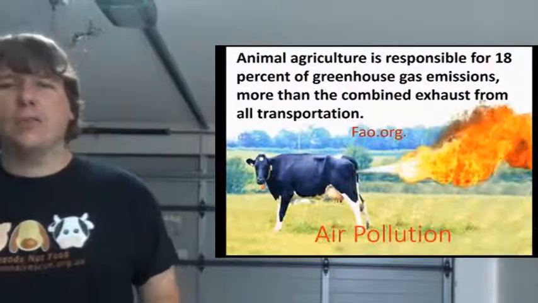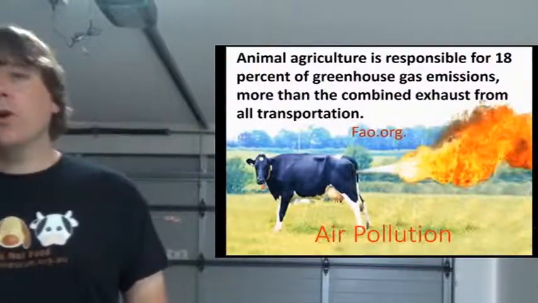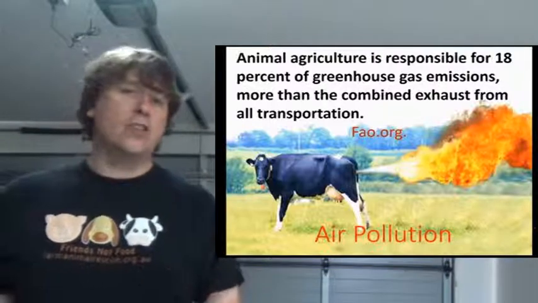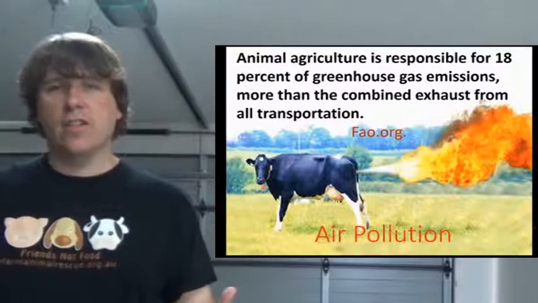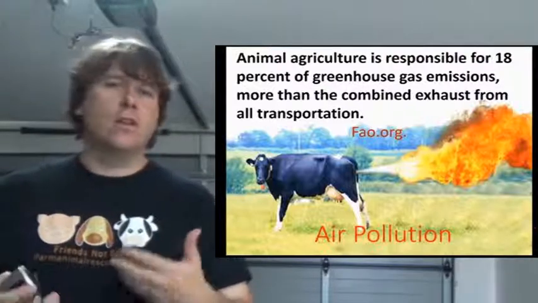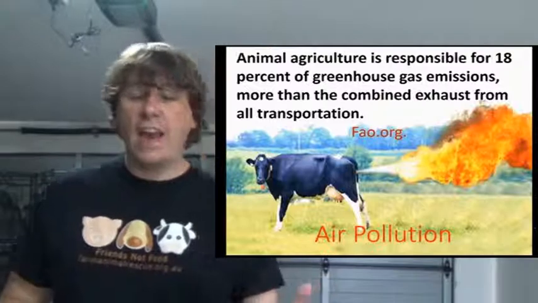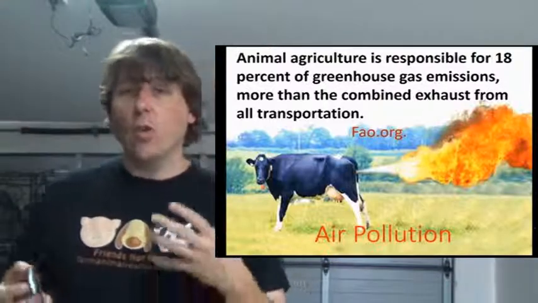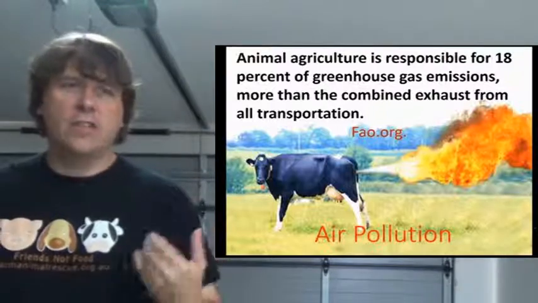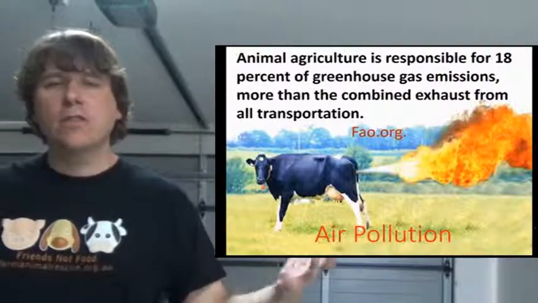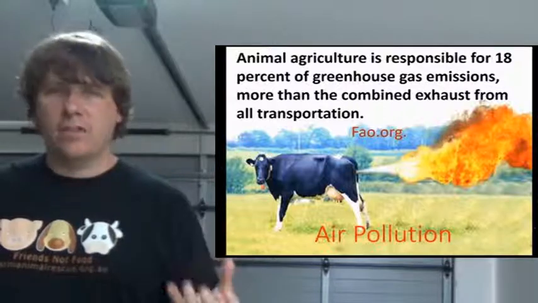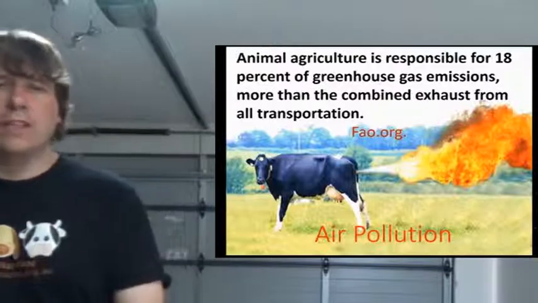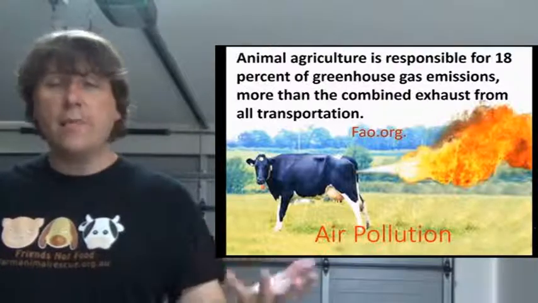How about the air as well? It's responsible for 18% of greenhouse gas emissions. That's more than exhaust from all forms of transportation. That's right. Cows produce more greenhouse emissions than all forms of transportation. We hear about transportation all the time, about CO2 emissions and all of that, but cows with their methane are doing more damage to the environment than human beings are in regards to transport.